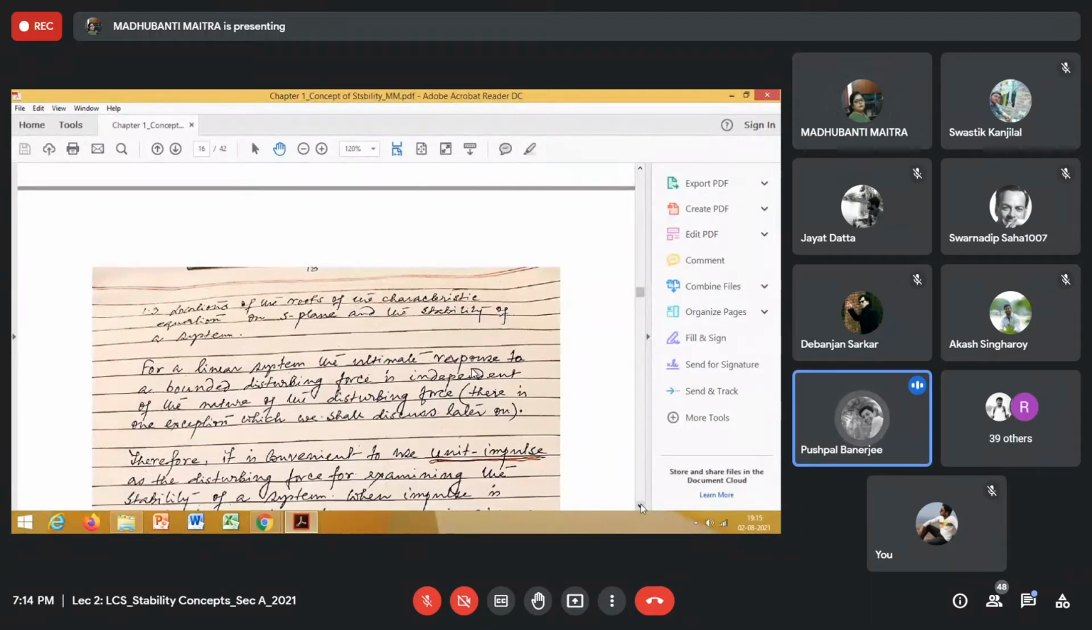Ma'am, would you please repeat this part? So far, what we did, we excited a system with a bounded disturbing force. We perturbed, not actually excited, we perturbed a system with a bounded disturbing force, right? And after a while, we remove the disturbing force from the system. Do you agree? Can you recall?